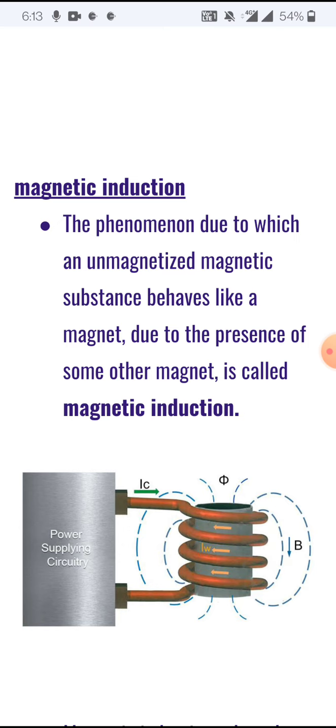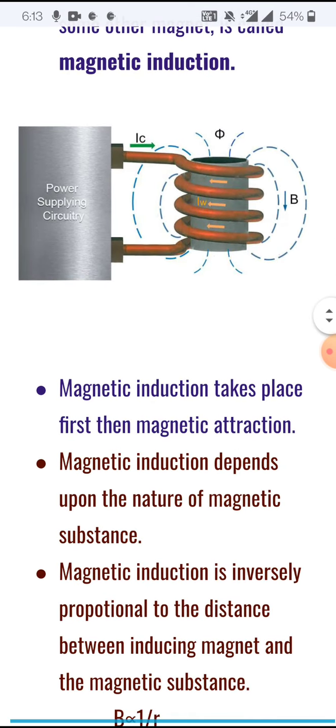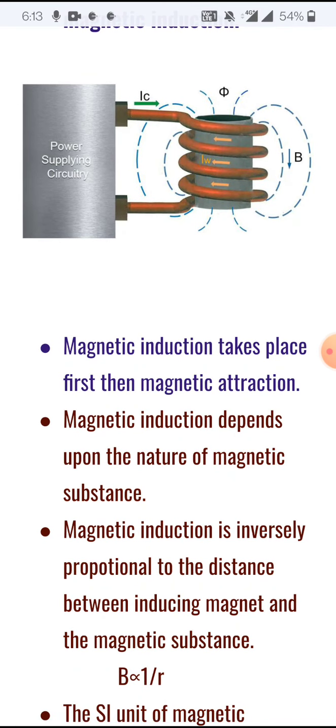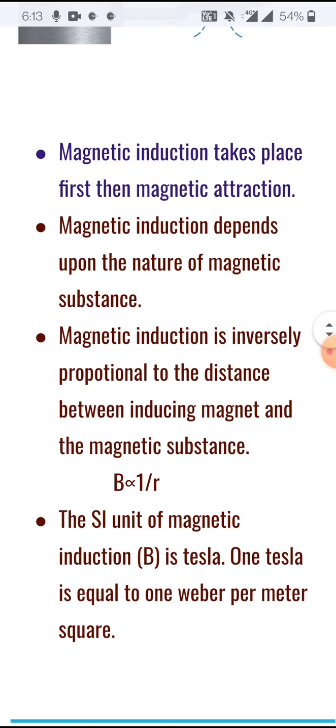We denote the magnetic induction by the letter B. Magnetic induction takes place first and then magnetic attraction. That means first the magnetic induction phenomenon takes place, after that the substance will behave as a magnet. Second point, the magnetic induction depends upon the nature of the magnetic substance. Magnetic induction is inversely proportional to the distance between the inducing magnet and the magnetic substance.